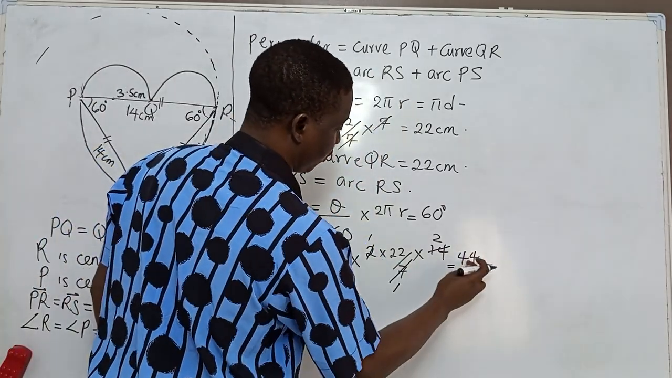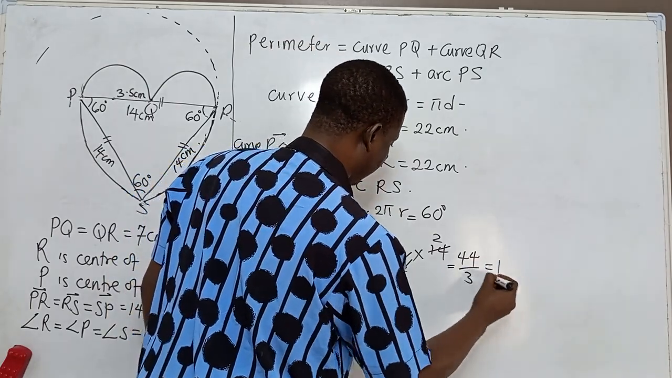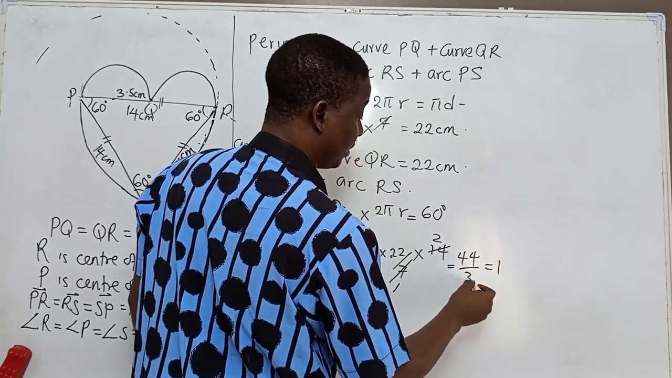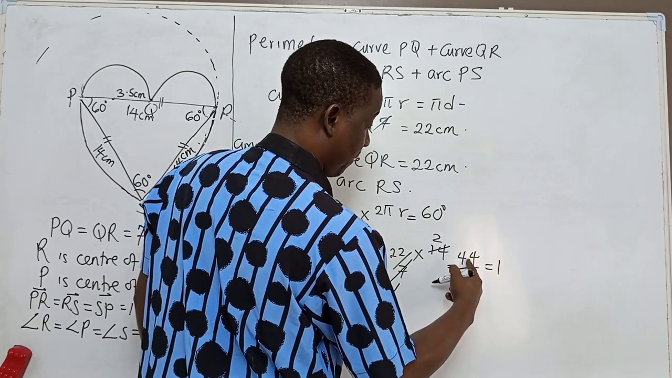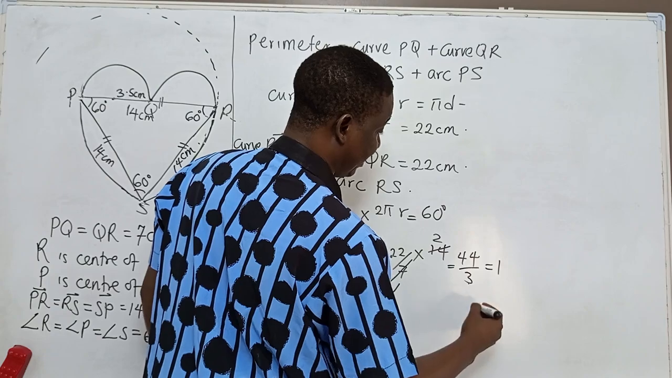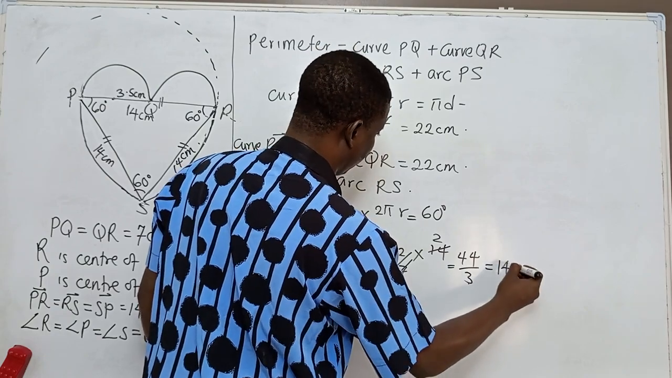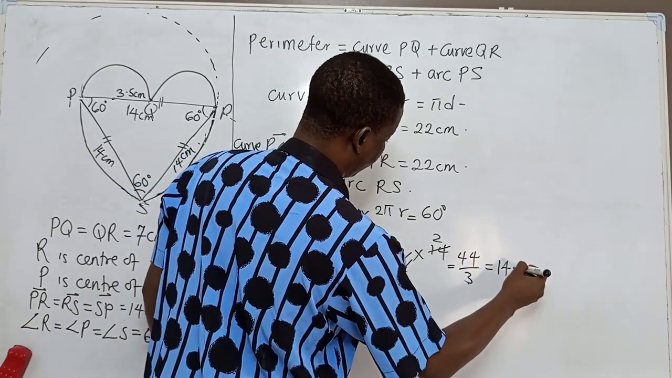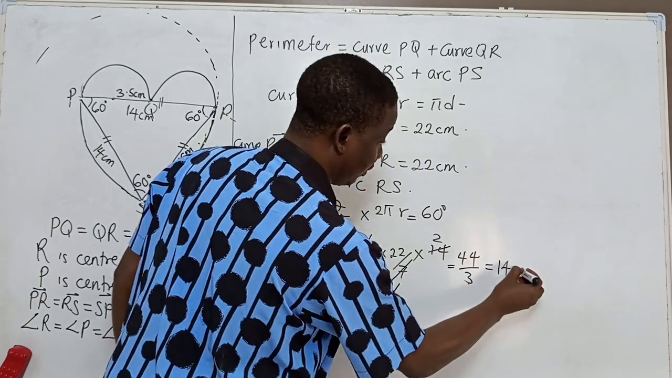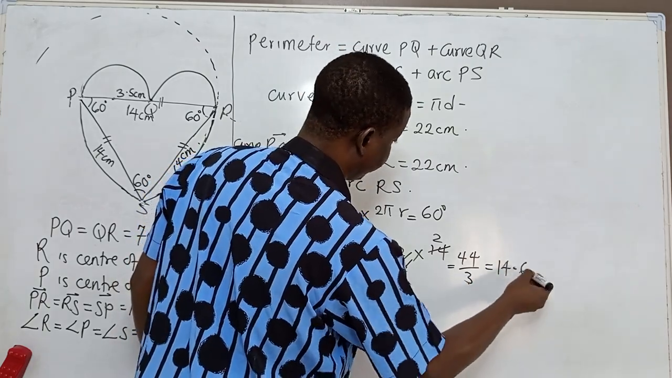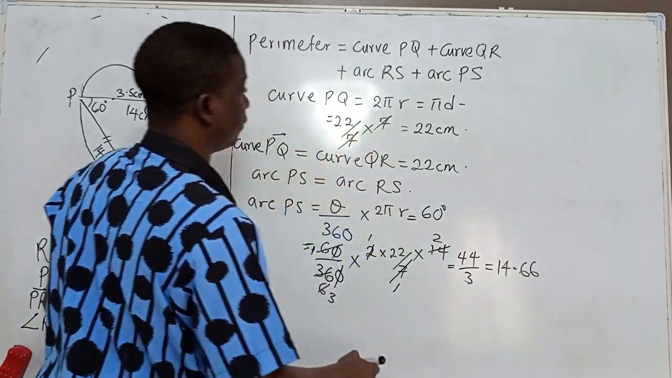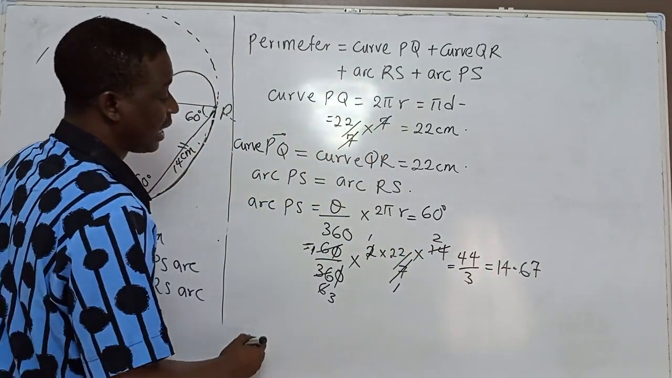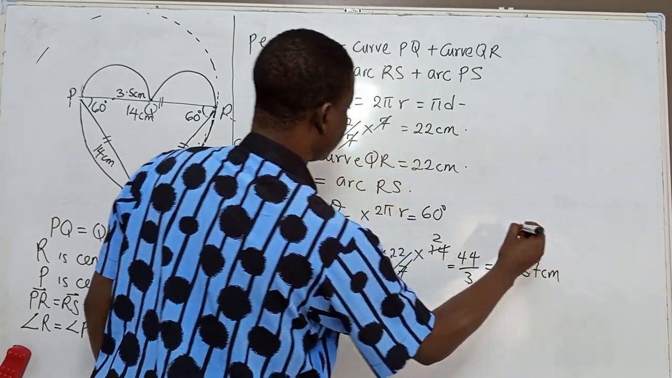Now what do you do? What you just need to do is divide 44 by 3. If you divide 4 by 3, you have 1. Put the 1 there. Then 14 divided by 3, you are going to have 4, remainder 2. But you cannot divide it further, put 0. Then 2 adds to 0 to make 20. 20 divided by 3, you have 6. Again, 6, and so forth and so on. So you can say 14.67, approximately, centimeters.